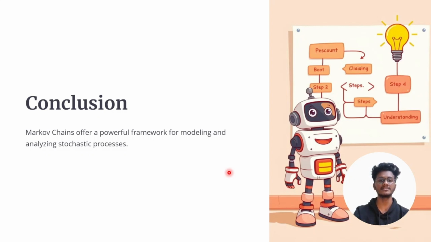Advantages and limitations of Markov chain are: advantages, simple yet powerful for systems with memoryless property, applicable in a wide variety of fields. Limitations, assumes only the current state matters, no long term memory, may not capture complex dependencies.